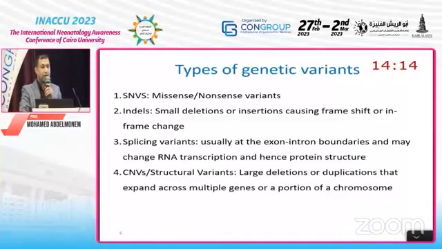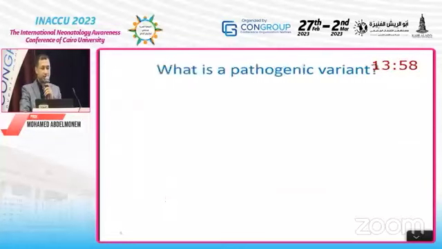We have also copy number variants and big structural variants. These are large deletions or duplications that expand across multiple genes or sometimes across a large portion of a chromosome. And we have mitochondrial DNA variants in the mitochondrial genome.